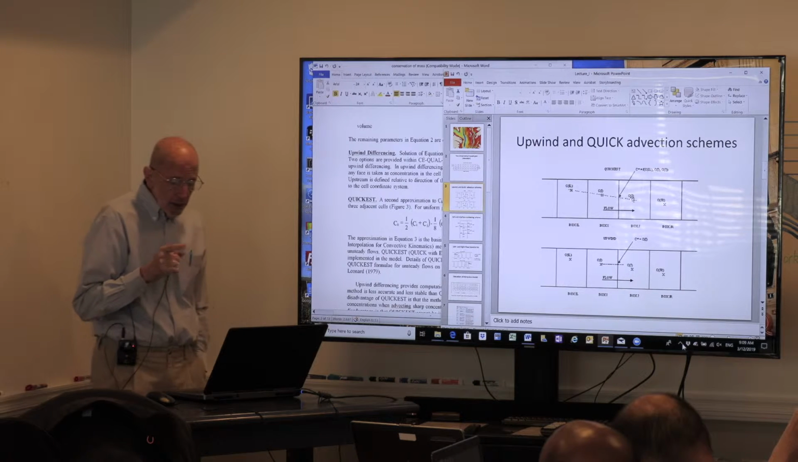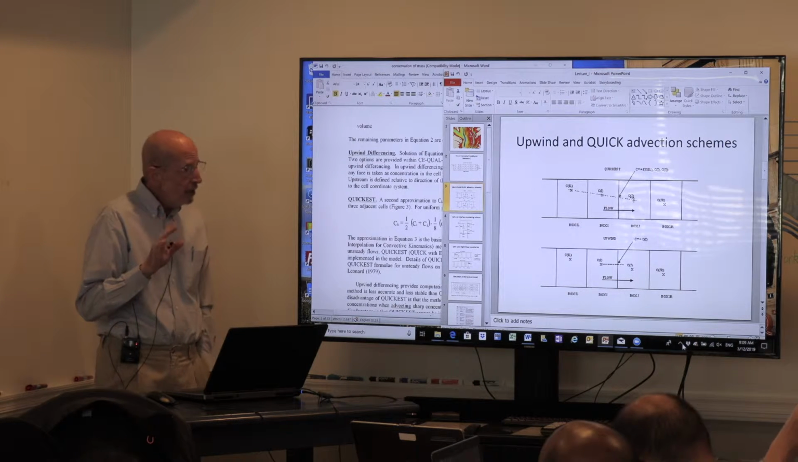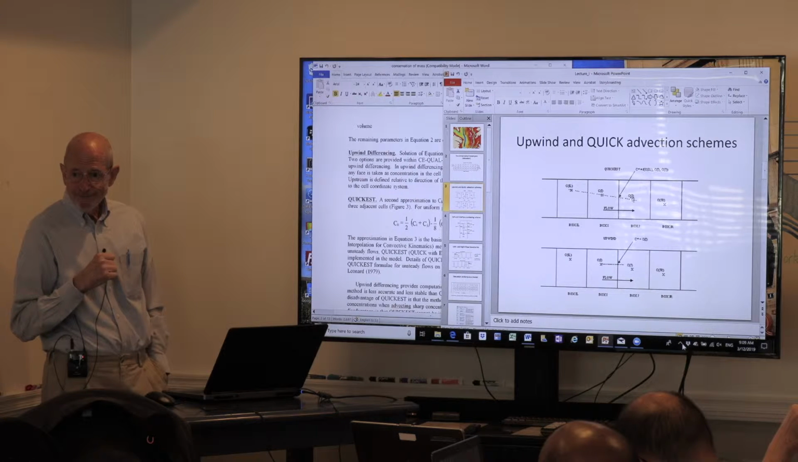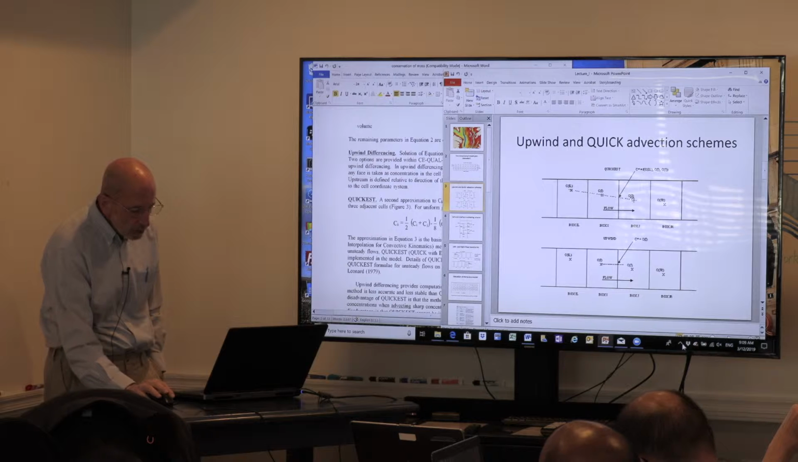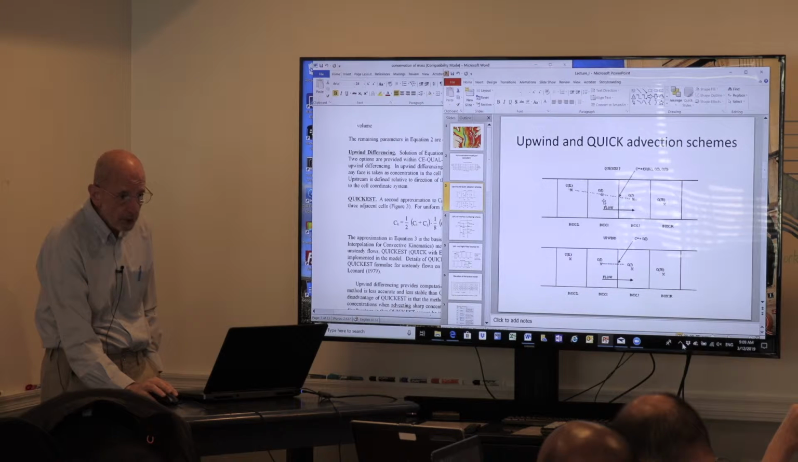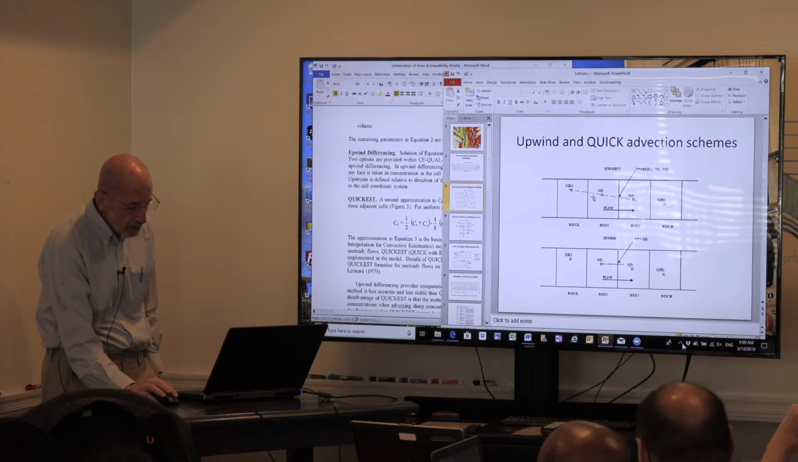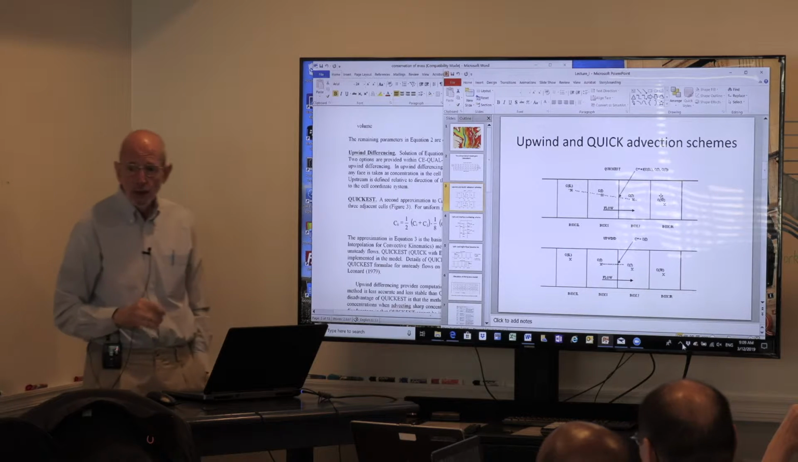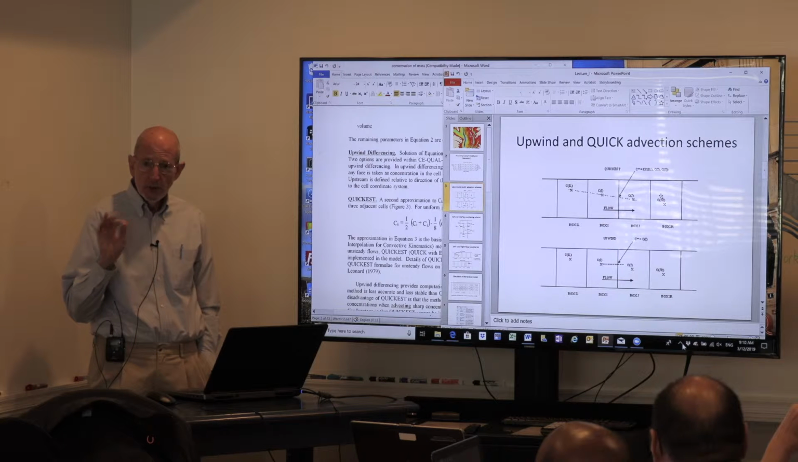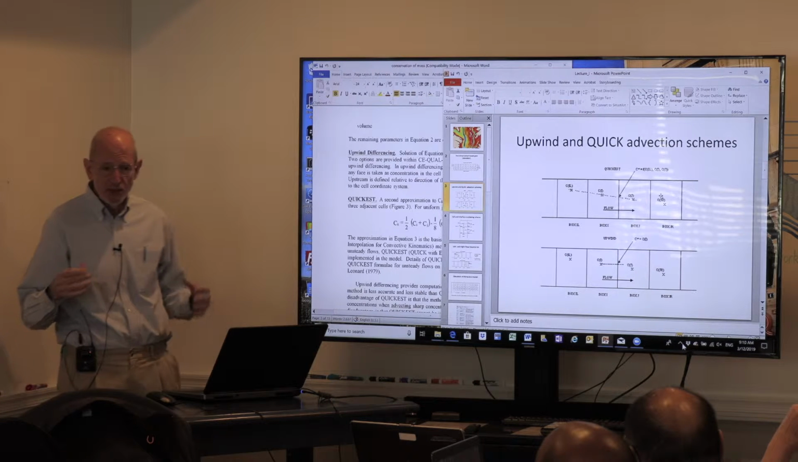Now, okay, fair enough. Suppose the flow were going the other way. The concentration would be this cell and this cell. All right, so you'd want to do it like this. If the flow were going the other way, you'd go this cell, this cell, this cell, and you draw a parabola.